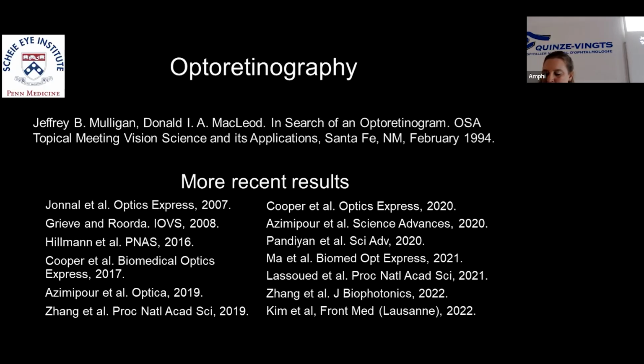In fact, the first publication of it came in 1994 at an OSA meeting. At that time, though, Jeff Mulligan and Don McLeod were unable to measure an optoretinogram signal. But the idea that you could get an optical signal in response to the visible stimulus has been around for quite some time. And then more recently, with the invention of adaptive optics, more and more of these studies have popped up over the years in terms of trying to find this optical signal, or the optoretinogram.